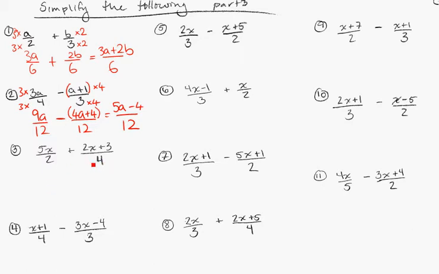Next one, we could use 8 for a denominator, but actually the least common multiple of 2 and 4 is 4. It would be a lot easier if we just simply changed the first fraction, found an equivalent fraction for that one in quarters, giving me 10x plus 2x plus 3. 10x plus 2x is 12x plus 3.